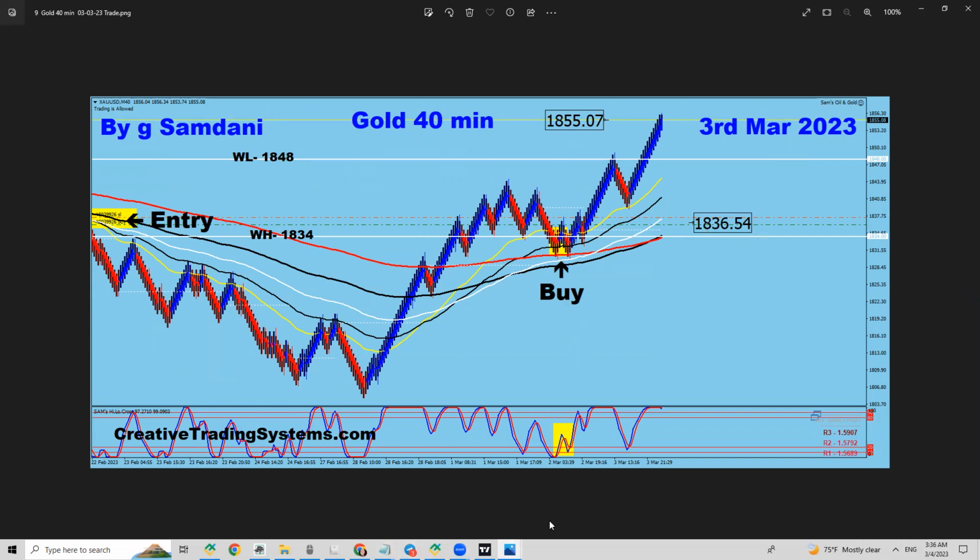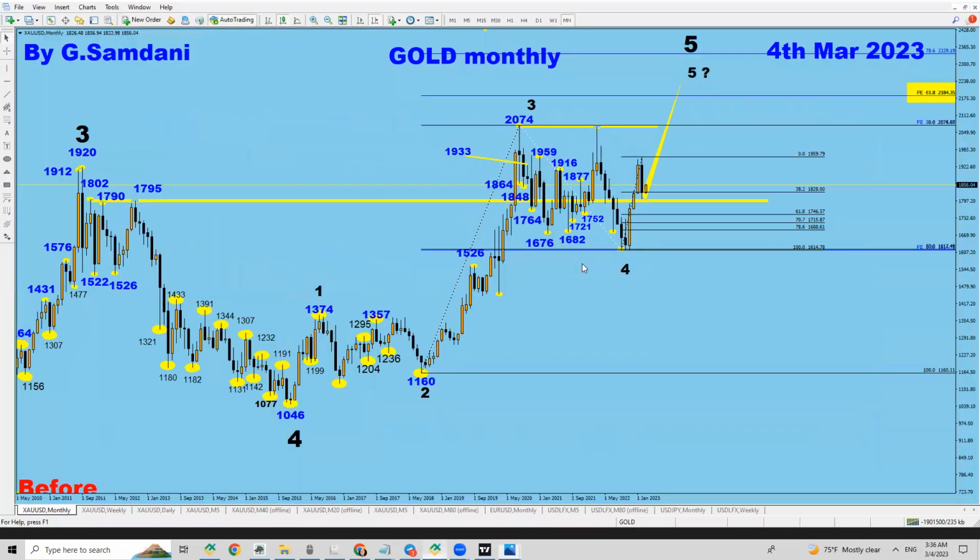The move is just starting. Here you can see the gold monthly chart. You see that we're supposed to go up here. This is big wave 3 ending here, big wave 4 ending here. And now big wave 5 would be here, but wave 5 will also have 5 subwaves. So those are 1, 2, 3, ABC 4, and this is wave 5. So we are actually in the wave 5 of the wave 5. That's how it is.